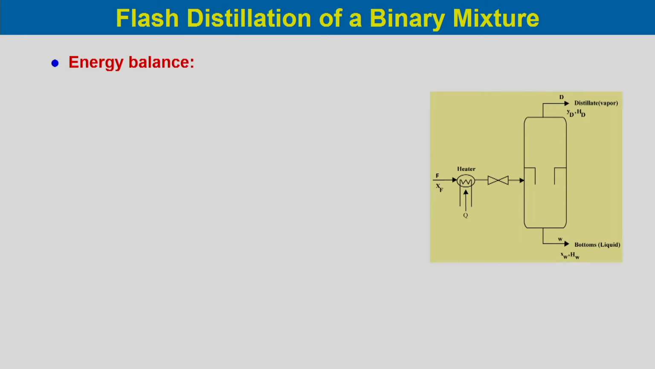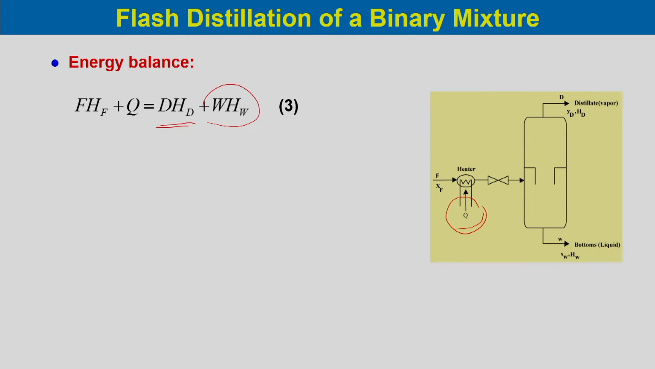Now, let us do the energy balance. In this case, the feed has the enthalpy HF. So, F into HF plus Q, the heat supplied to the heater, would be equal to the enthalpy of the top product, D into HD, and then for the bottoms, W HW. Since we have considered there is no heat loss to the surroundings, the energy balance should be valid like this.